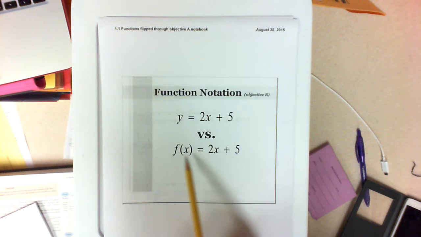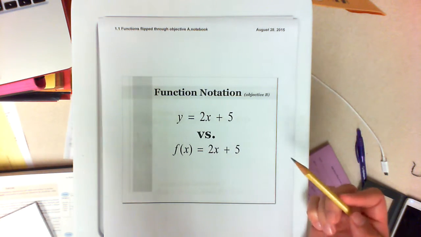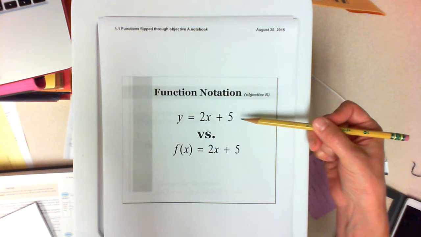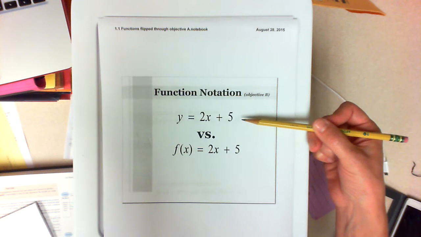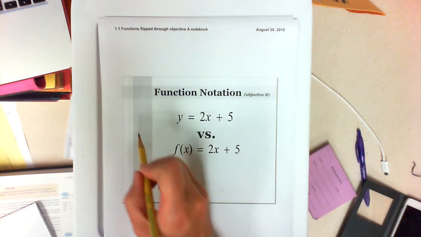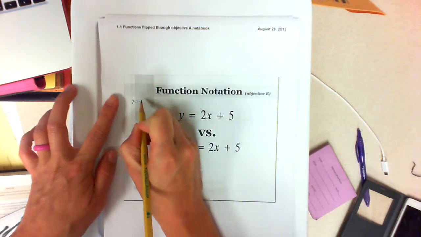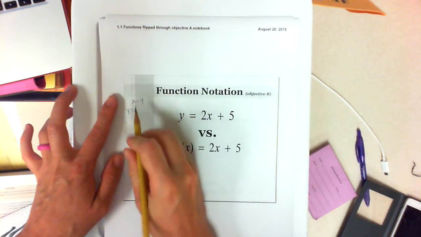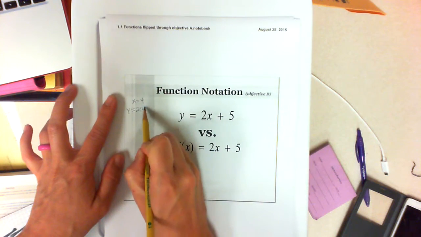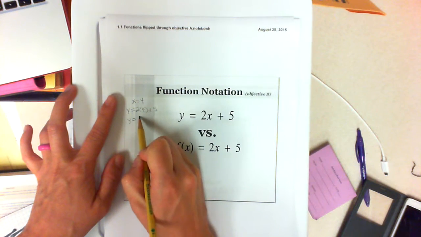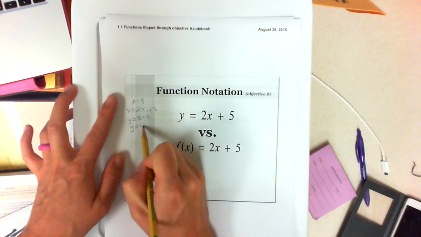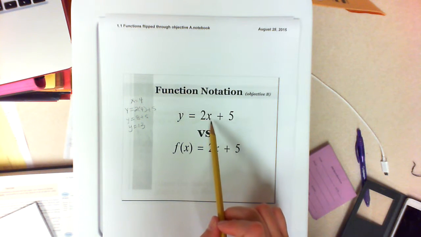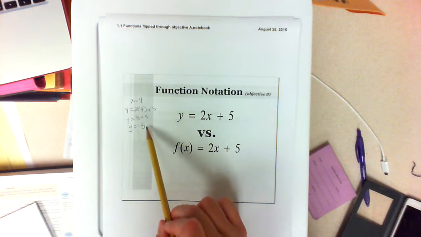This is called function notation, and there are some benefits to using function notation rather than just using the explicit equation. So if I had y equals 2x plus 5, and let's just say x equaled 4, most of you know I'm going to plug a 4 in for the x, so I'd have y equals 2 times 4 plus 5, so y equals 8 plus 5, so y equals 13. That's all well and good, but now you say, okay, I have this equation. What was x again? Oh, x was 4, and if x was 4, y is 13.